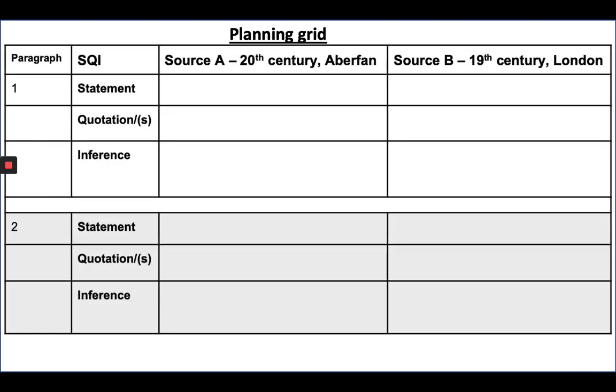Please could you copy this planning grid into your book. You need to leave at least 2 or 3 lines for these cells and at least 4 for these, depending on the size of your writing. And you'll need 2 of them, please. This is for paragraph 1, this is for paragraph 2. Leave plenty of room on either side to write in here, because you'll have to write a statement, a quote, and an inference. Please pause your video to draw this into your book now.